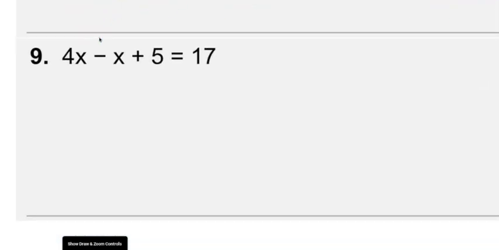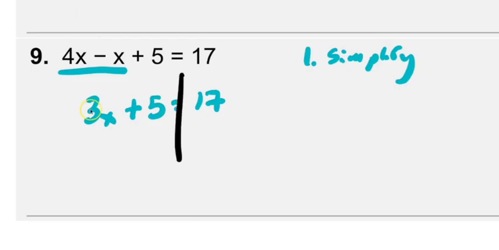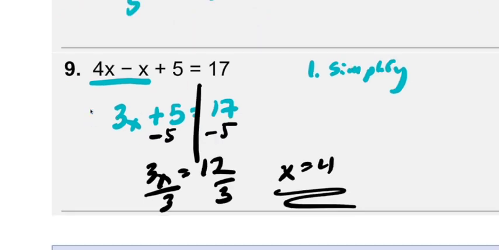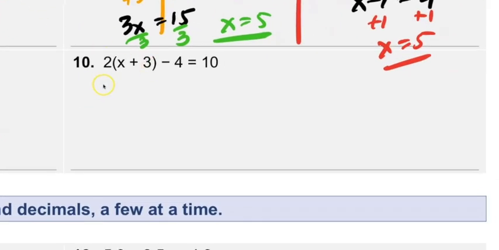Okay, over here. Again, before you do anything, step 1 is always simplify if you can. So here I could add the x's together. 4x minus 1x is 3x. So 3x plus 5 equals 17. And now it's a normal problem. Line goes there. We want to get the x by itself, so subtract that 5 from both sides. 3x equals 12, and then divide by 3. X equals 4.